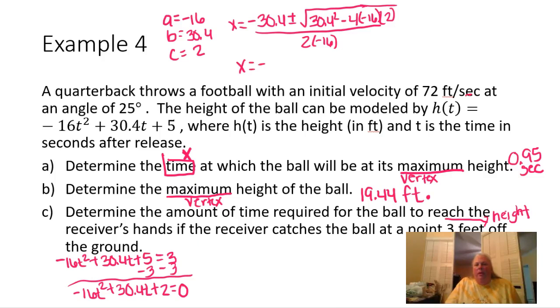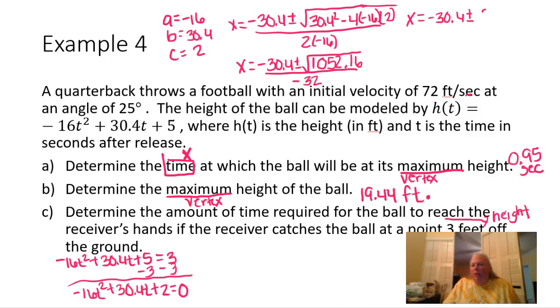Okay, this is going to give me negative 30.4 plus or minus. All right, let's put that radical in the calculator and see what we get. And this is going to give me 1052.16. And we are supposed to be square rooting this still. And on the bottom, we've got negative 32. Okay. We got negative 30.4 plus or minus. Now, let's square root this and round it off to 1 decimal place. And that's going to give me 32.4.